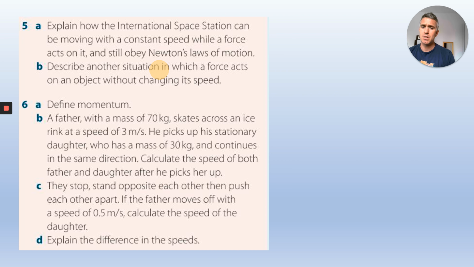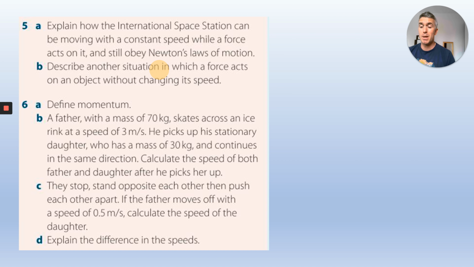Explain how the International Space Station can be moving with a constant speed whilst a force acts on it and still obey Newton's laws of motion. Describe another situation in which a force acts on an object without changing its speed. Remember, if you have a resultant force, what are the three things that can change?